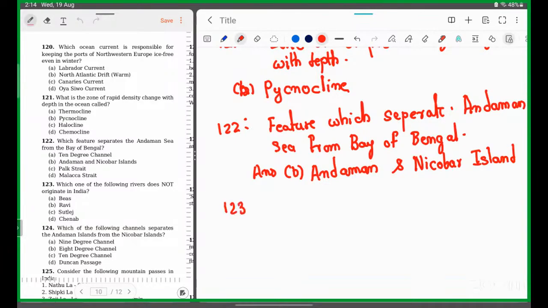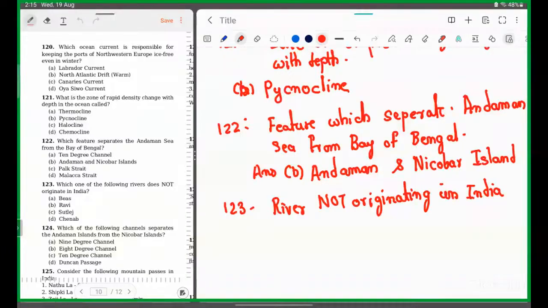123. River not originating in India. Options given are Beas, Ravi, Satluj and Chenab. So the answer will be Satluj because it originates in the Tibetan Plateau, which is in Tibet, China. So the answer will be the Satluj River.